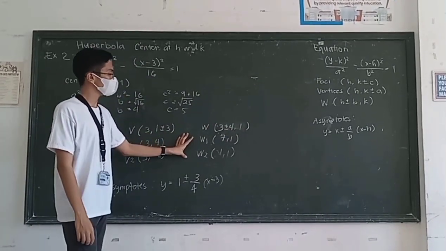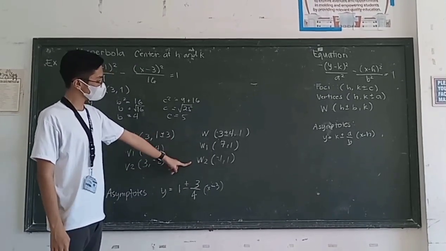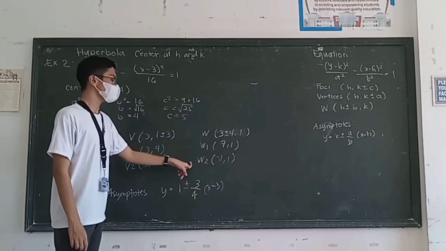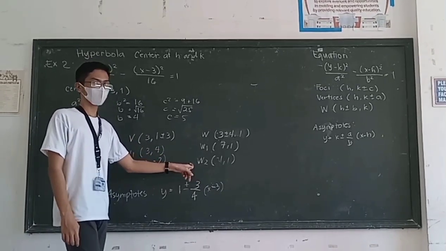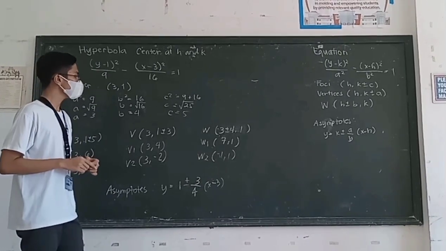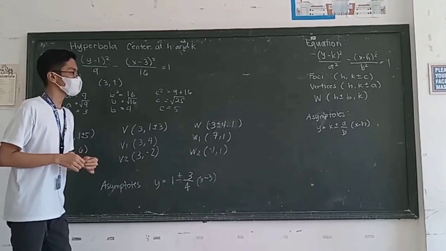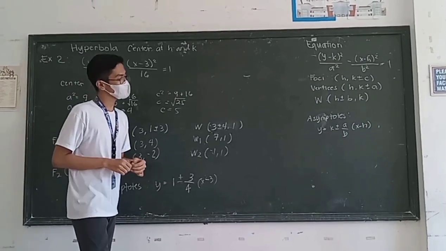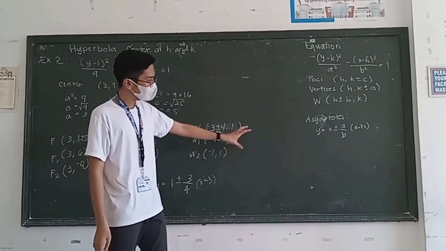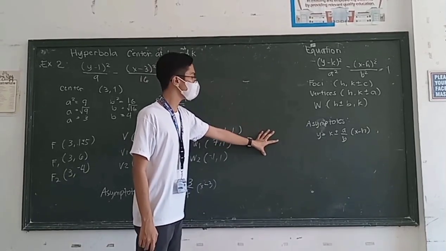Co-vertex 1 is equal to 3 plus 4, which is 7 and 1, and co-vertex 2 is equal to 3 minus 4, which is negative 1 and 1. After we determine the foci, vertices, and co-vertices, now let us find the equation of asymptotes, which is y is equal to k plus or minus a over b times the quantity of x minus h.